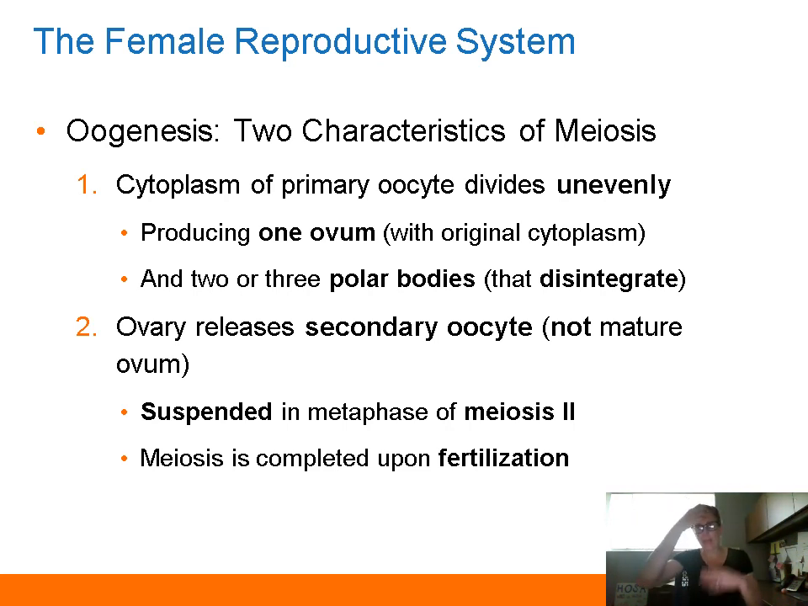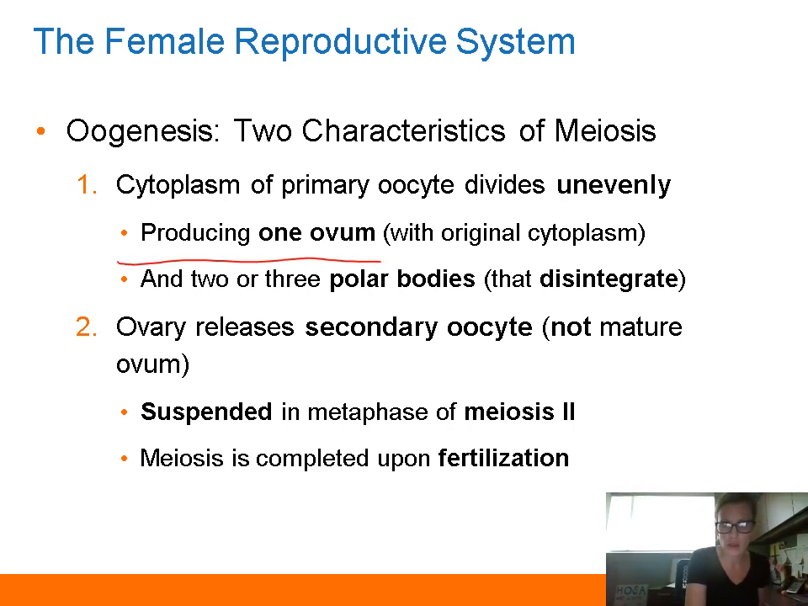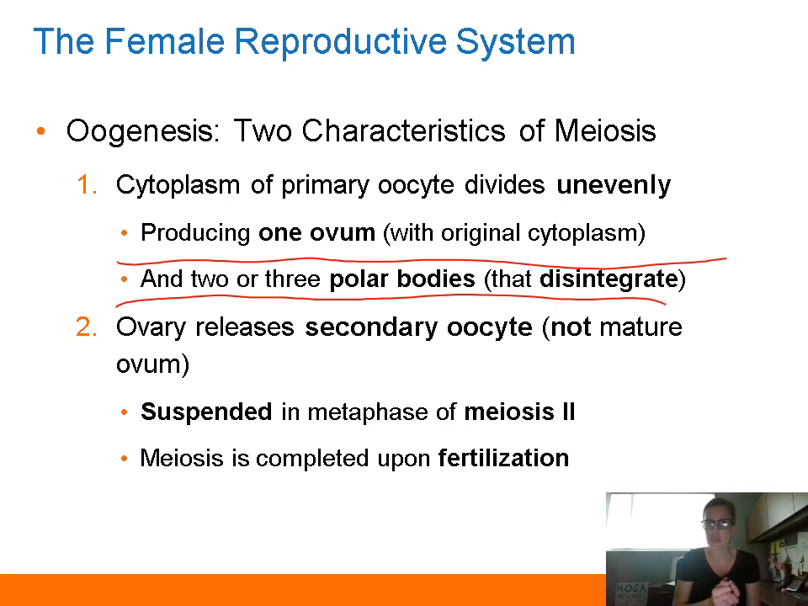So there are a couple important things to remember about meiosis of the oocyte, about the cell division of the egg. One, the cytoplasm of the primary oocyte divides unevenly. When that primary oocyte is going through meiosis one, it doesn't divide evenly. It produces one ovum, with the original cytoplasm, one viable cell, and two or three polar bodies. Not just meiosis one, that's meiosis one and two. When the primary oocyte goes through each of its cell divisions, at the end of all of that, you produce one ovum that has all the good stuff, and then two or three polar bodies that are not viable, they're not usable, they just disintegrate.